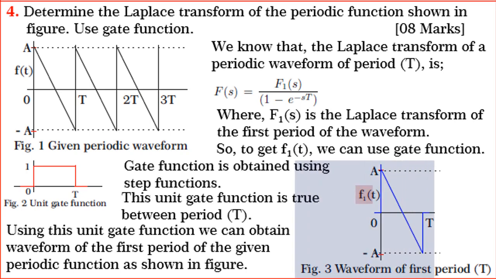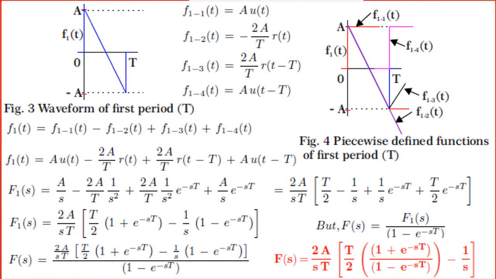Now, we have to obtain the equation for f1(t) by representing the waveform by piecewise defined functions. Observe the waveform. Hope you can identify a positive step of A units at t equal to 0 as shown. Let it be f11(t). We know f11(t) is equal to A u(t), but the given waveform traces down at t equal to 0. So, we have to add a negative ramp of slope minus 2A/T at t equal to 0. Let this function be f12(t).